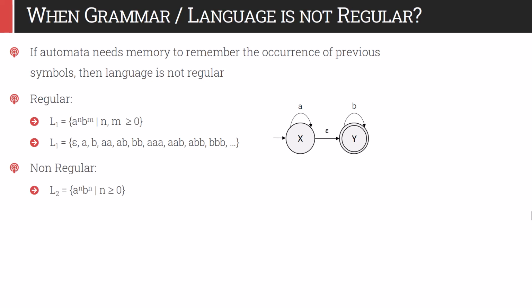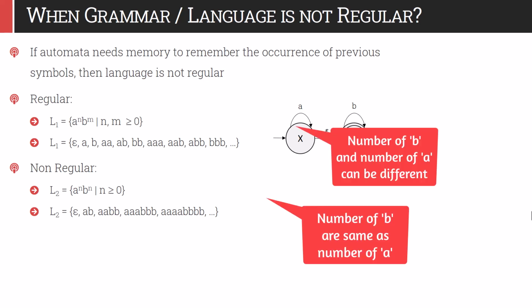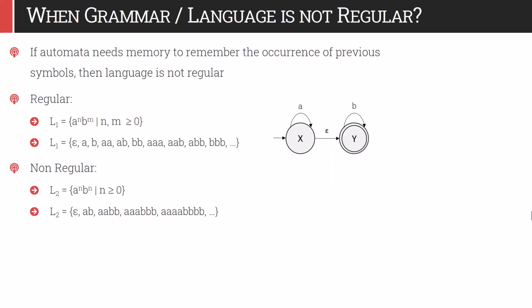Consider this example now. L2 is equal to a^n b^n, where n is greater than or equal to 0. So the string produced by this language would be epsilon. When n is equal to 1, it would be ab. For n equal to 2, it would be aabb, then aaabbb, aaaabbbb, and so on. If you look at these strings carefully, then the number of b's is the same as the number of a's. So for any string, you should know how many a's there were, and that many b's you have to produce. So here there is a relationship between occurrence of a and occurrence of b.